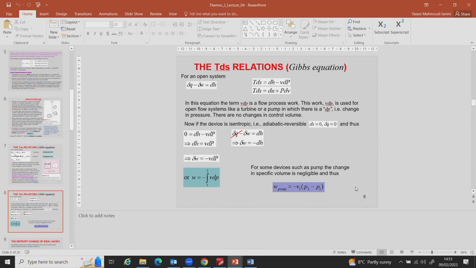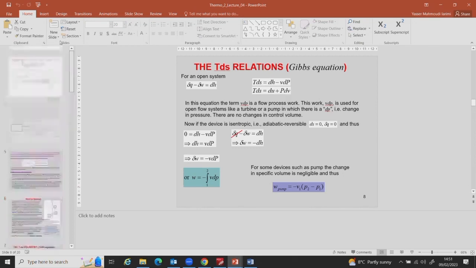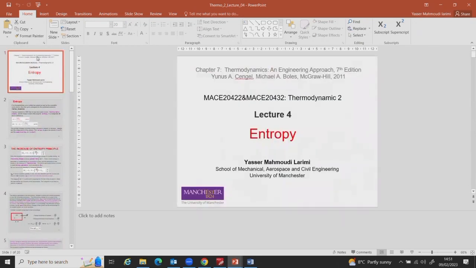Well, entropy is what I'm going to talk about now. When it comes to irreversibility, one way to quantify these irreversibilities is where the term entropy comes in. Irreversibilities are physical processes, actual processes, such as heat transfer, such as expansion. But how we can link them to other thermodynamic properties is through the term entropy.